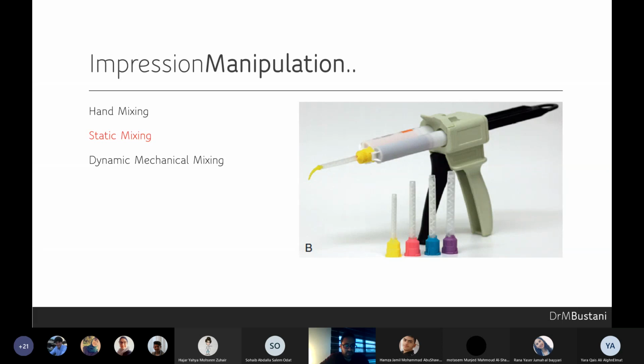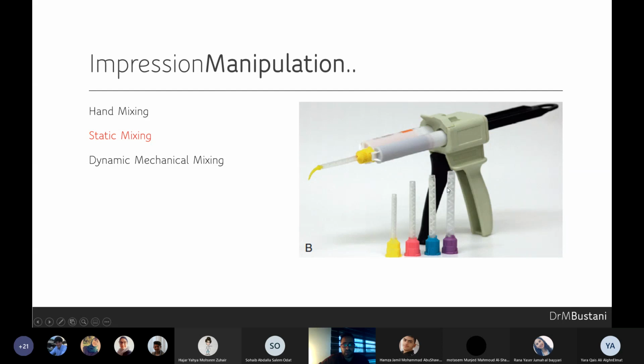In static mixing, you use a gun with a small plunger that pushes the material out and through the auto-mix tip. It will have some sort of a helix in there. When the material goes out, in the first few millimeters of the tip it will have two distinctive colors, in this example white and orange. Then all the way towards the end, it will be very homogeneous with the same consistency.